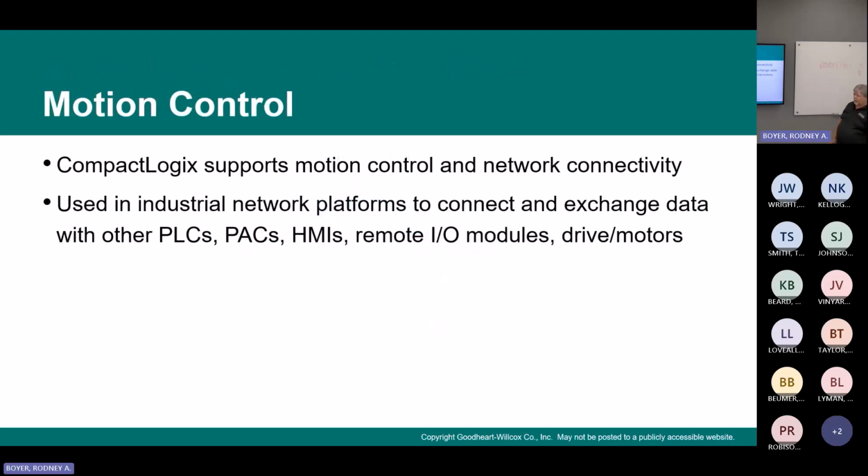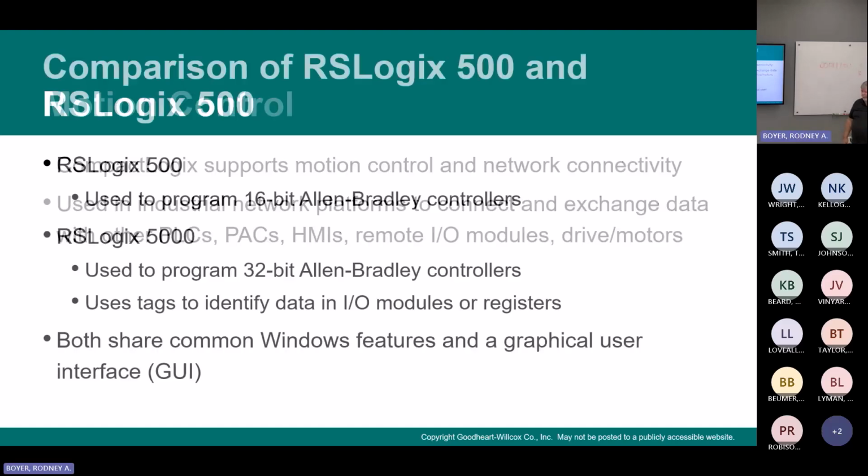Motion control, we're not going to talk about too much. You can't do motion control with a MicroLogix. So we're not worried about it.